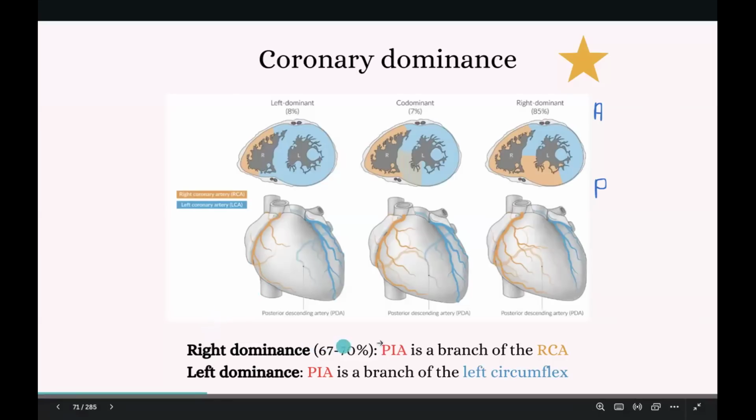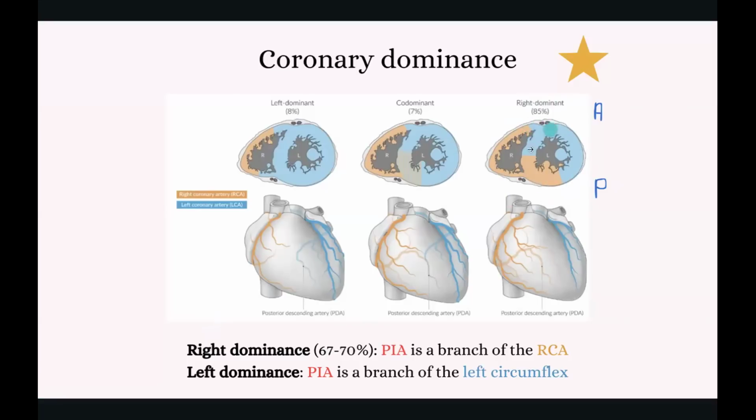So right dominance, as I said, is the most common. Let's look at this heart right here. This here is the interventricular septum. Now I said that the anterior 2/3 of the interventricular septum is supplied by LAD, the left anterior descending. As you can see, blue here is the left coronary artery. The posterior 1/3 in right dominance is supplied by PIA. So this is good. We have 2 blood supplies to the interventricular septum.